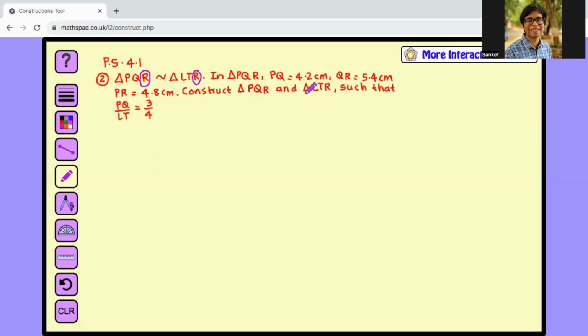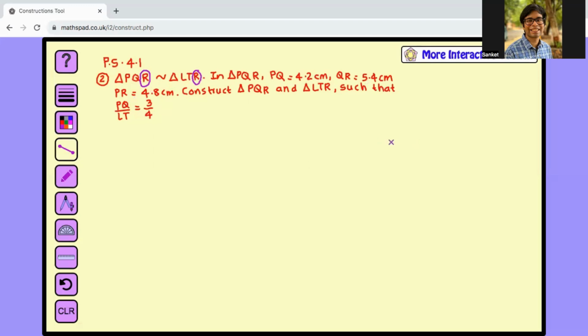However, for triangle LTR, we have not been given any measures of any of its sides, such that PQ upon LT is 3 upon 4. So the ratio of these two sides is given to us. So we are going to start by drawing a rough figure.